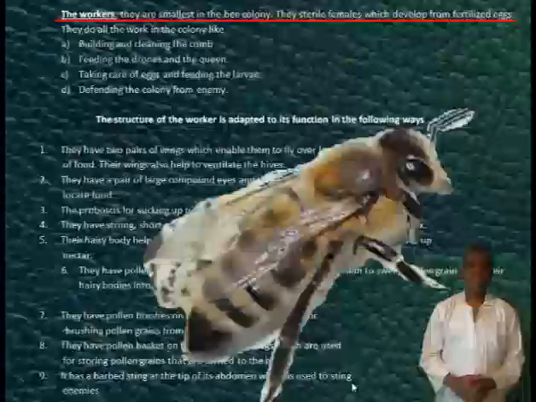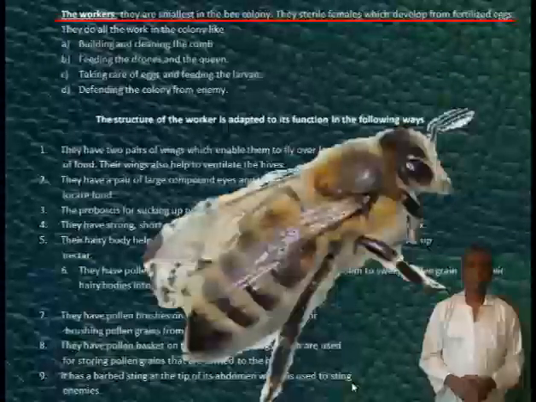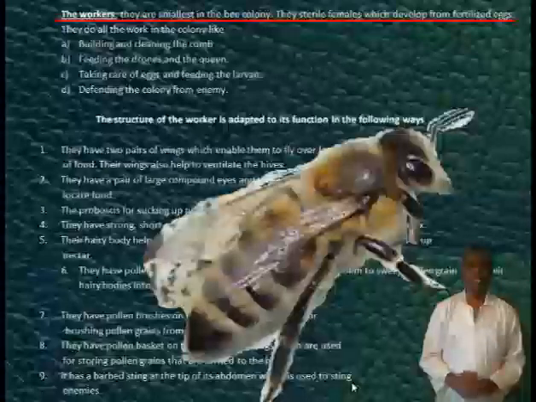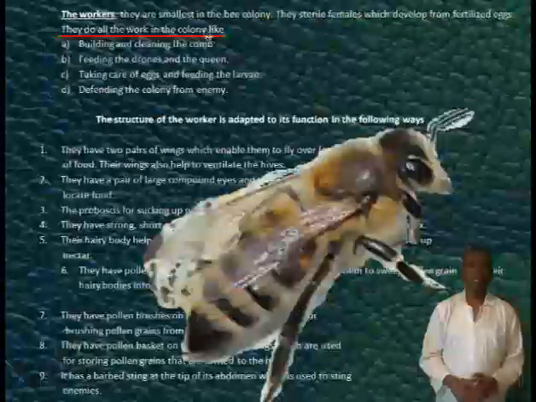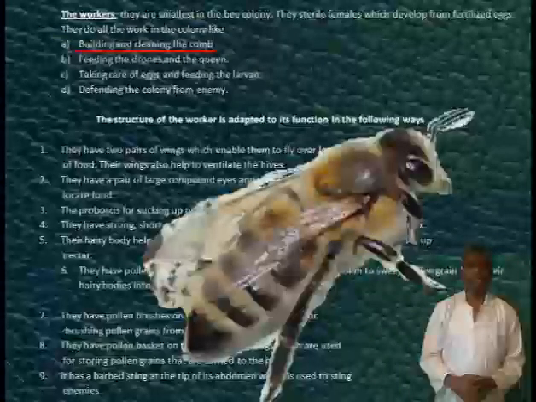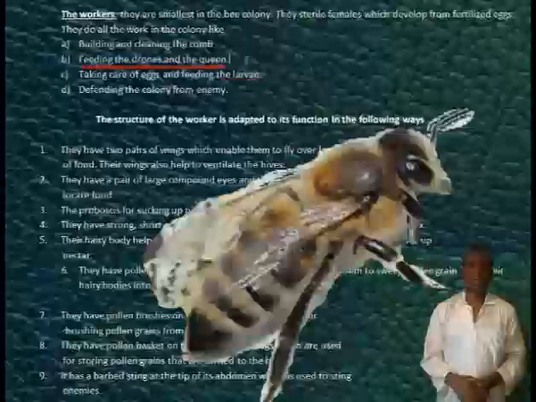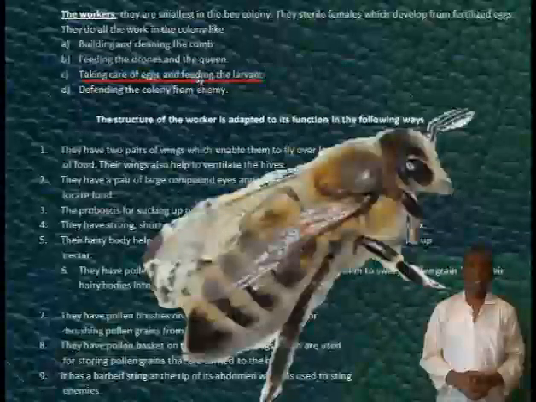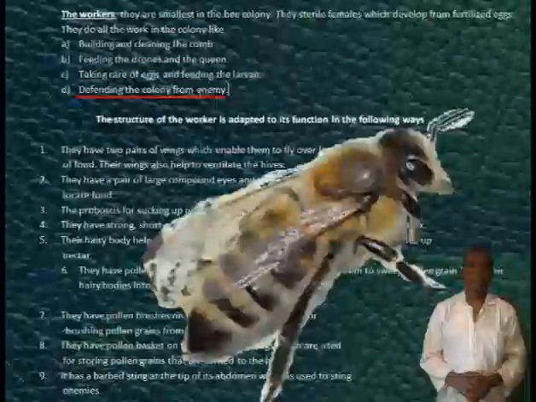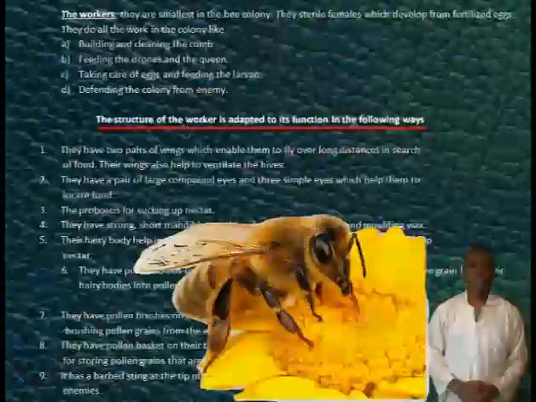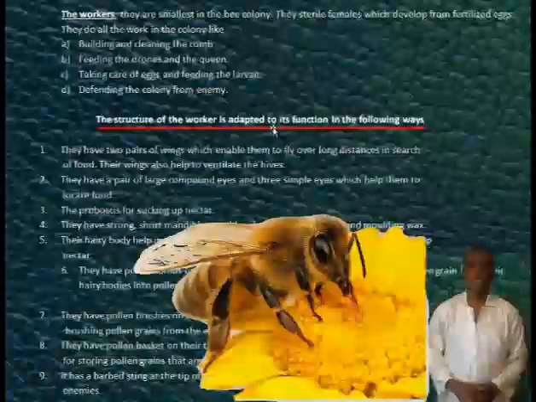The workers. They are the smallest in the bee colony. They are sterile females which develop from fertilized eggs. They do all the work in the colony, like building and cleaning the comb, feeding the drones and the queen, taking care of eggs and feeding the larvae, defending the colony from enemy. The structure of the worker is adapted to its function in the following ways.